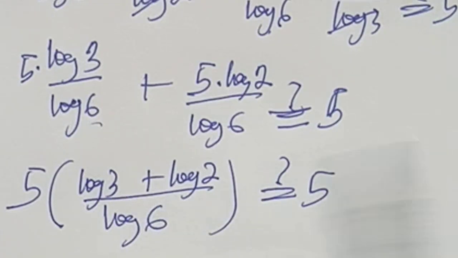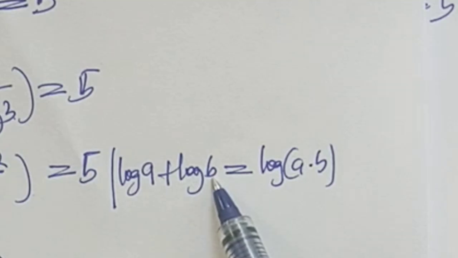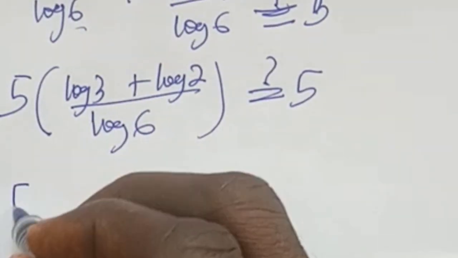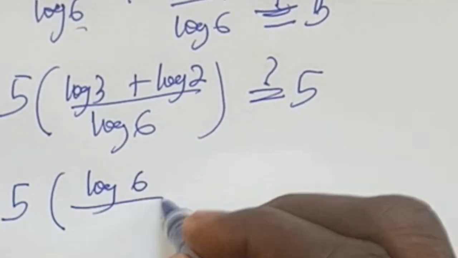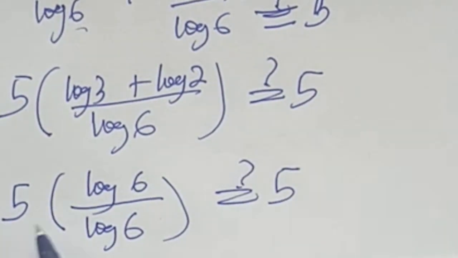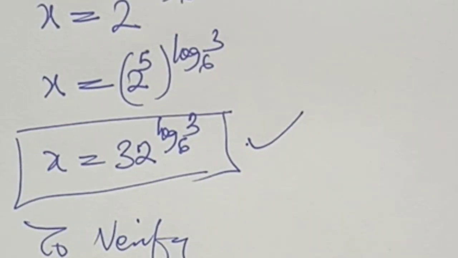But log 3 plus log 2 is in the form of this law, log A plus log B. So we're going to multiply 3 and 2. So the next line becomes 5 into log of 3 times 2, that is 6, all over log 6. Can this be equal to 5? And of course, log 6 cancels log 6. 5 definitely will be equal to 5. So it is true that the value of x is correct because it satisfies the original equation, where the right hand side is equal to the left hand side.